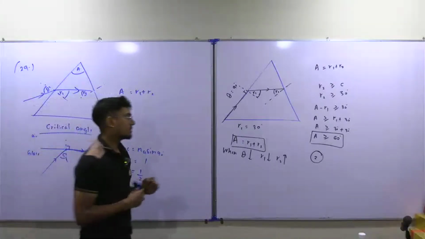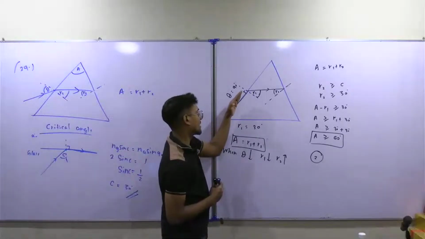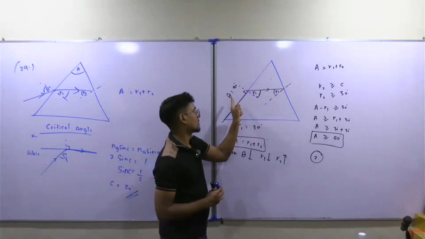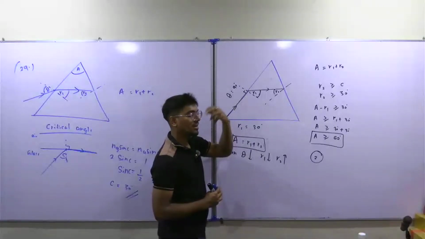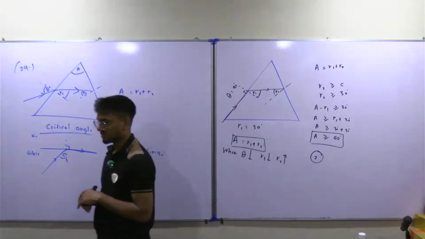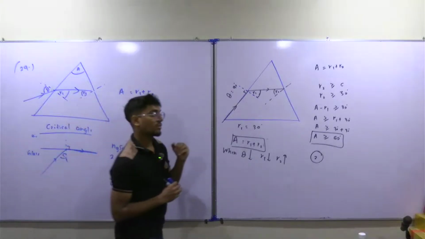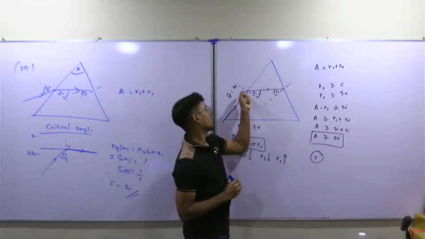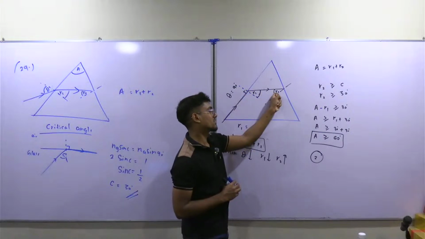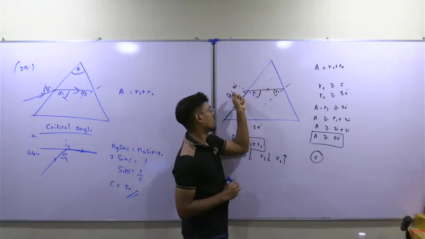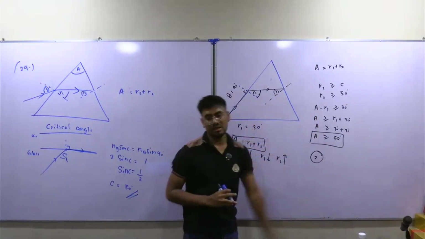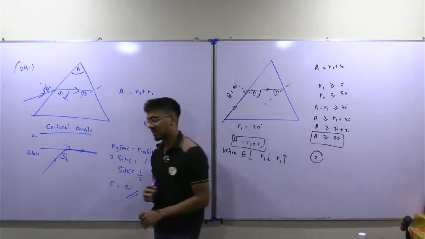If this ray doesn't penetrate through this surface for theta equals 90, for every other angle also this ray will not penetrate to the other surface. So the condition is we need to find this one when theta equals 90, right? When theta equals 90, if this one is greater than the critical angle, then for every other angle, obviously it is greater than the critical angle.